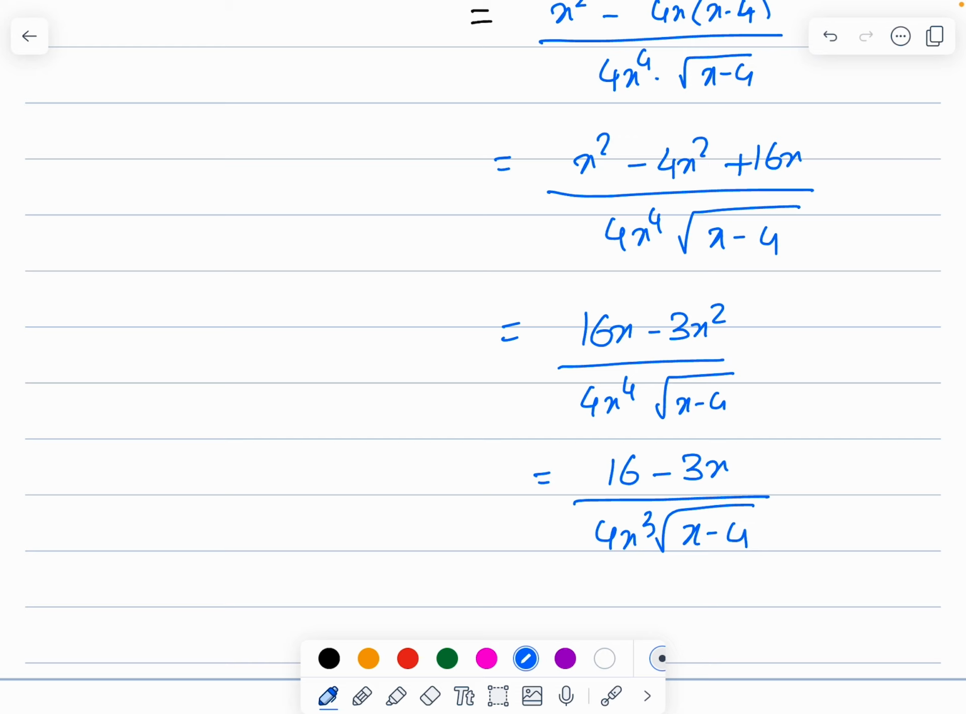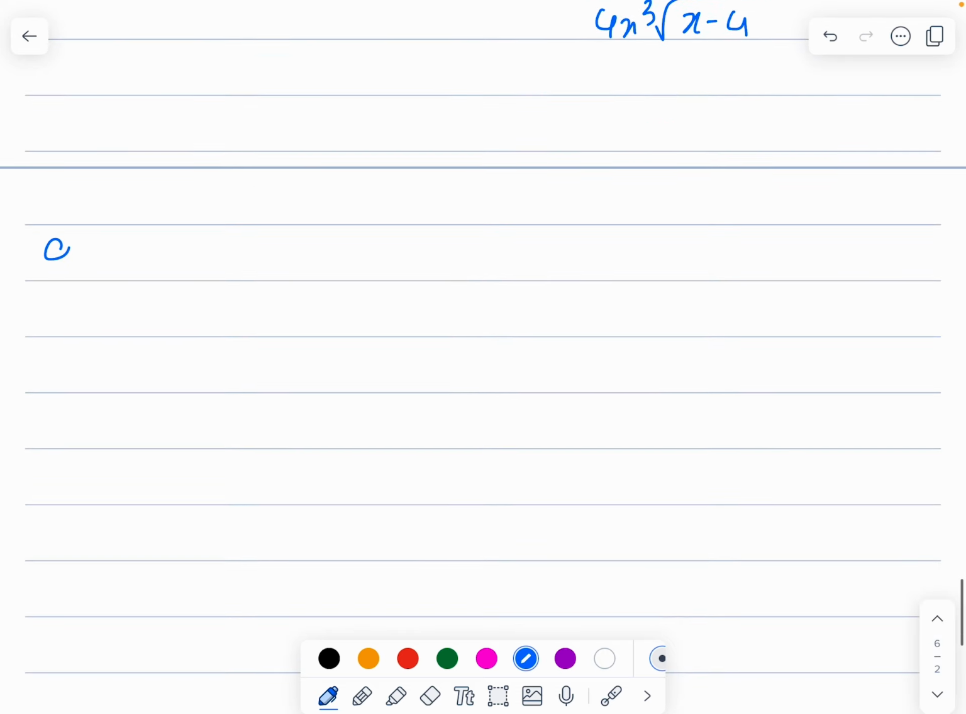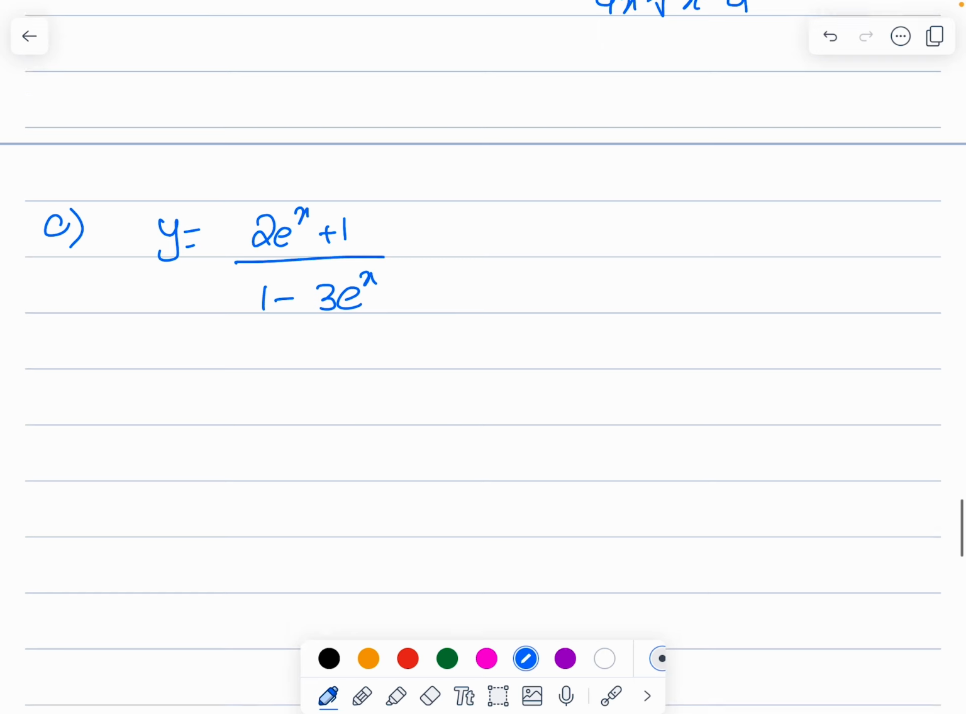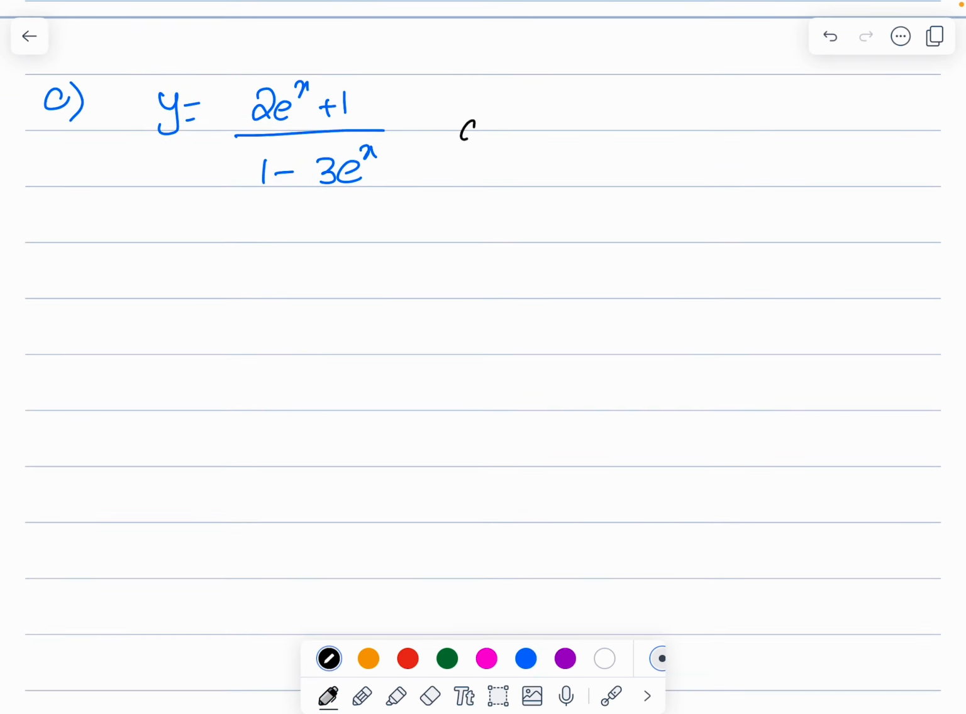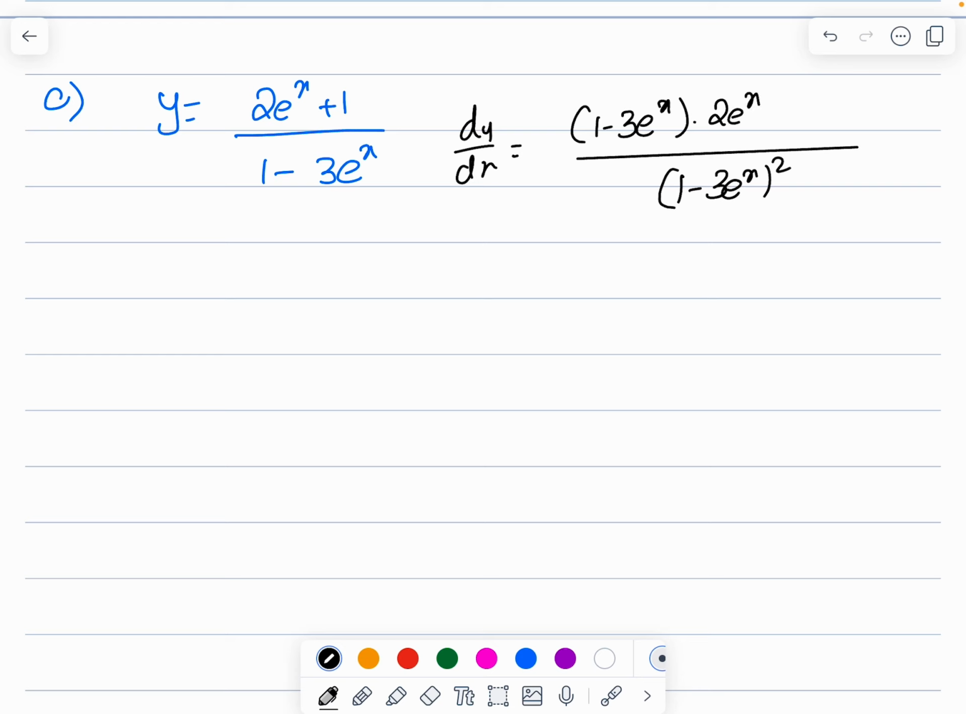Now coming to part C. y equals 2e power x plus 1 divided by 1 minus 3e power x. So what should be dy by dx? In that case, dy by dx equals (1 minus 3e power x) whole square in the denominator, (1 minus 3e power x) times the derivative of 2e power x plus 1, which is 2e power x, minus 2e power x plus 1 as it is, times the derivative of 1 minus 3e power x, which is minus 3e power x. Then I try to simplify it further.